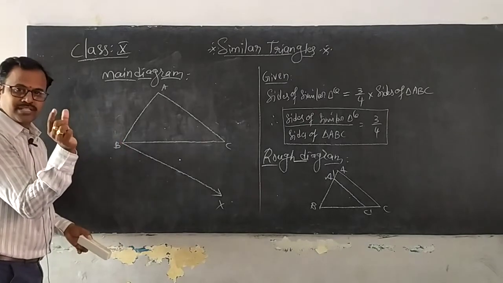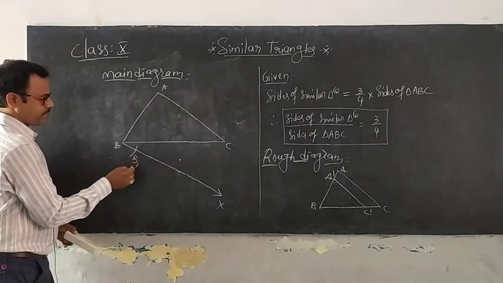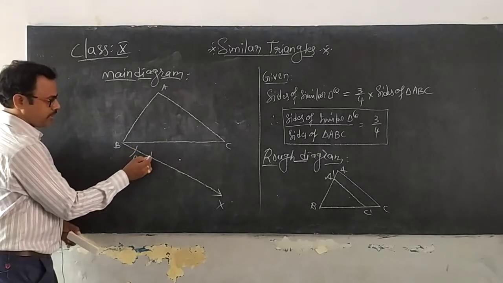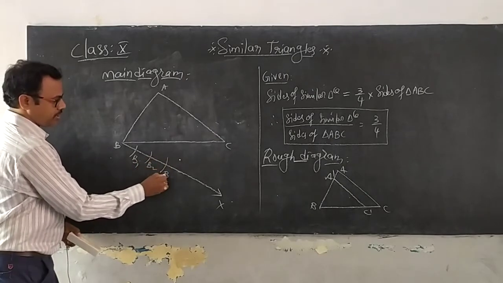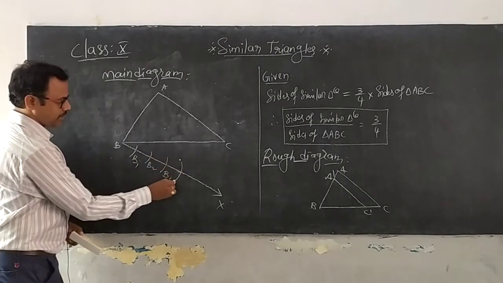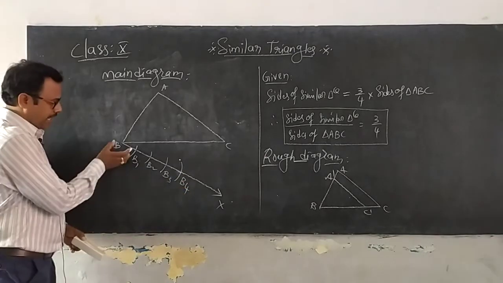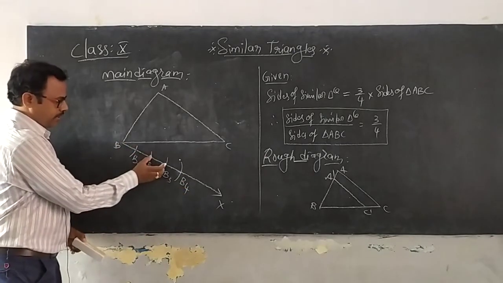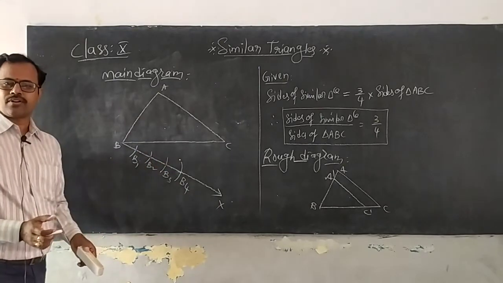So I take 1 centimeter radius. From B, I draw an arc B1. Again from B1, I draw an arc B2. Again from B2, I draw an arc B3. Again from B3, I draw an arc B4. So here I have drawn the 4 equal arcs. Okay guys, 4 equal arcs I have drawn here.